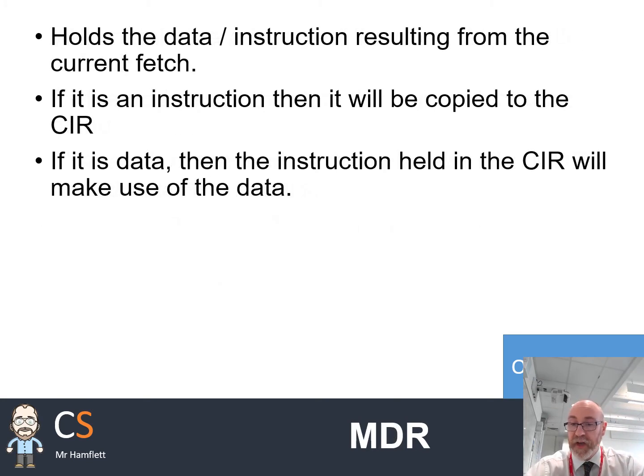After a fetch happens and the data is sent down the data bus, it will be placed into the MDR. So it's going to store the data or instruction, depending on what I'm fetching, in the MDR. If it's an instruction and it's part of the FDE cycle, then that instruction will be copied to the CIR as the next part of that. If it's data, then the CIR will use the data from the MDR in order to do the calculation.